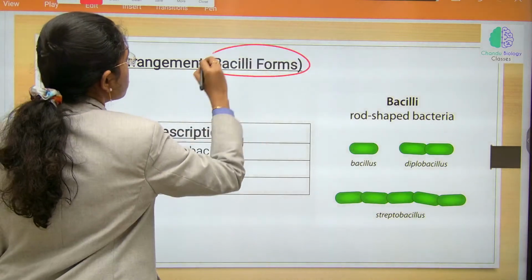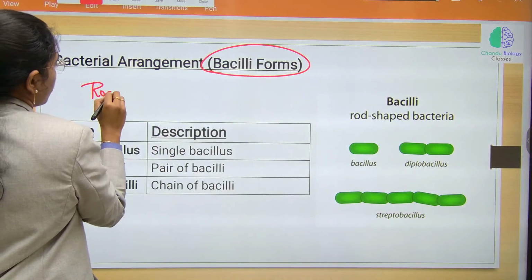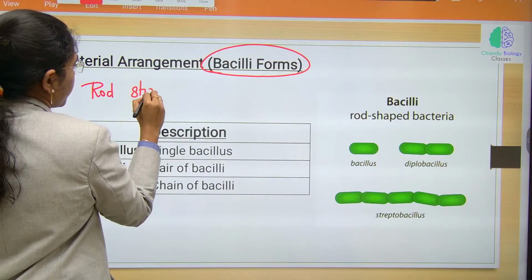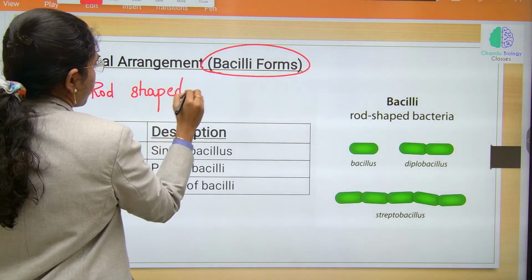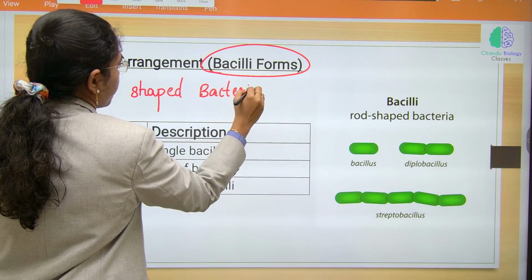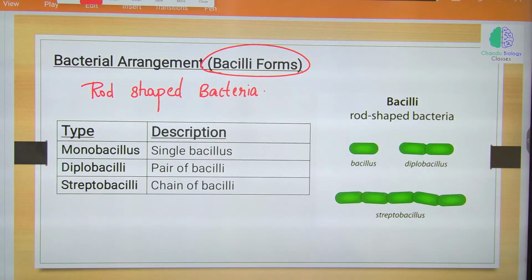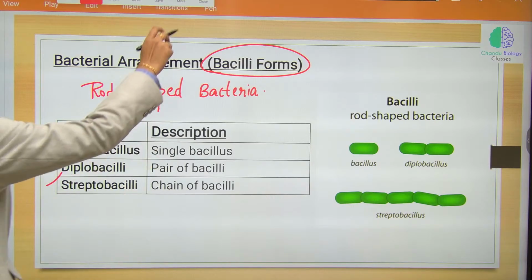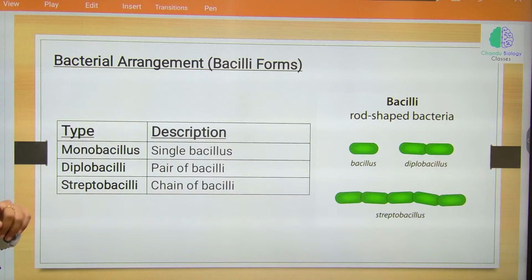Bacillus forms include rod shaped bacteria. Fine, right? Rod shaped bacteria, where it can be single bacillus, diplobacillus, a pair of bacilli, or streptobacilli, which is a chain of bacilli. Okay, you have to be clear with different forms of cocci and different forms of bacilli.